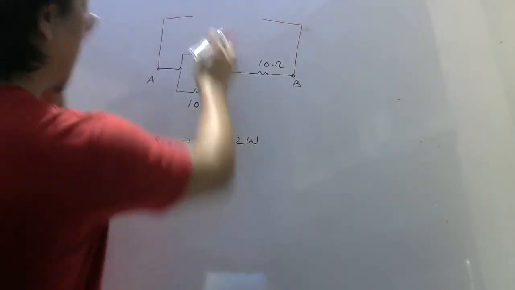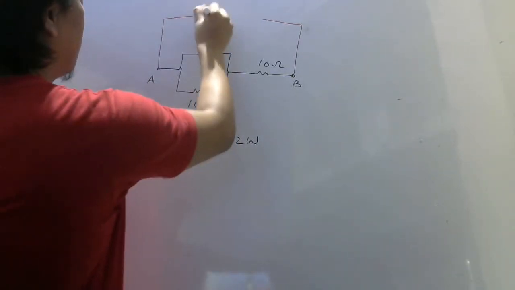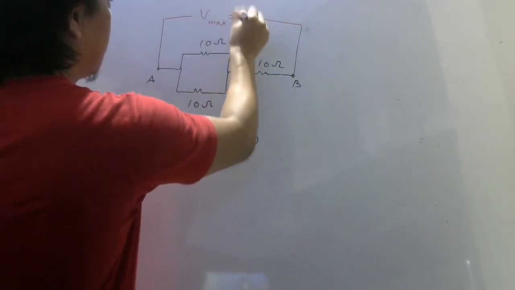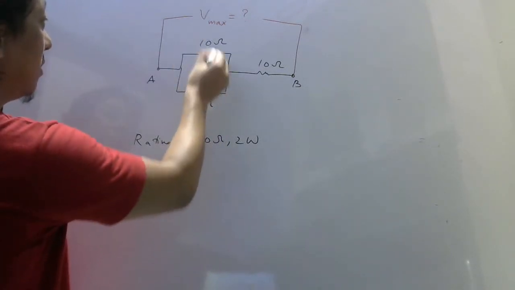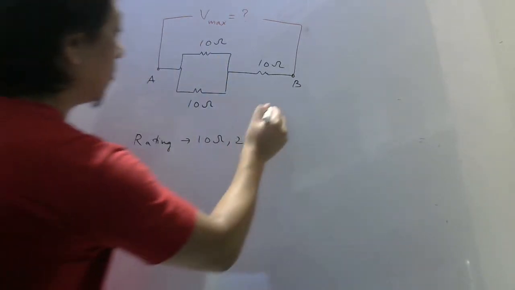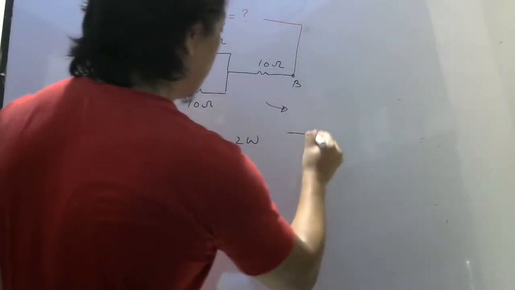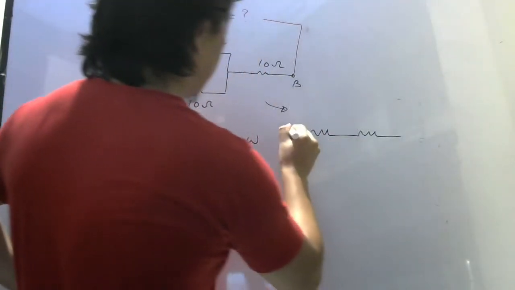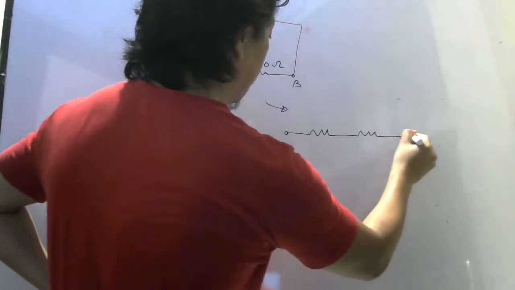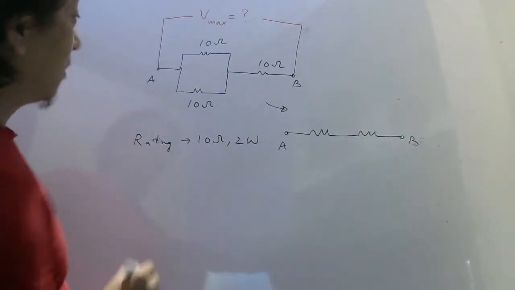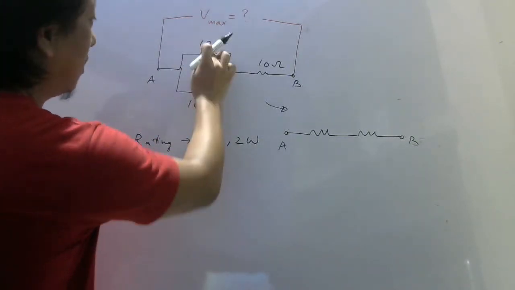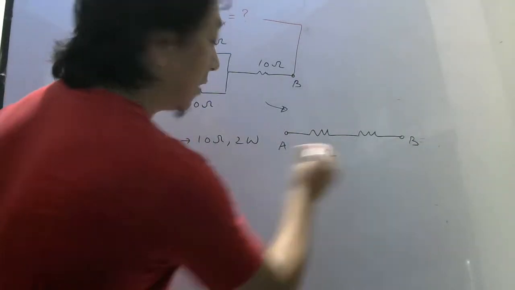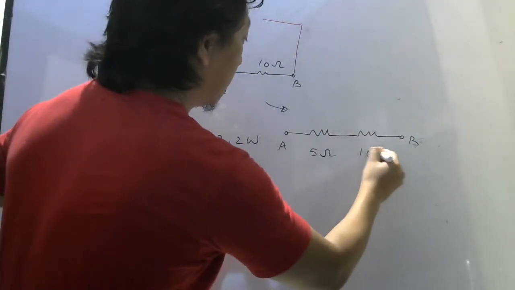I can show here also, but let me show this side. So the maximum voltage that is possible between A and B. Okay, so the question is clear, right? Okay. So now see here. If this is consuming maximum power, let us first convert this into equivalent resistance like this. This is A, this is B. So what would be the equivalent of 10 and 10? It would be 5 ohm in parallel, and this would be 10 ohm, right?